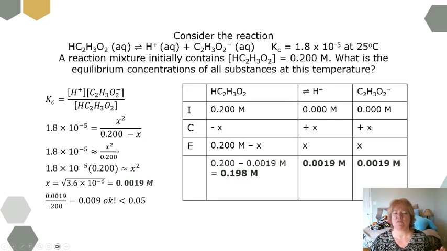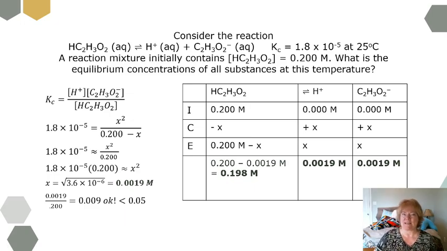So now this reduces to X squared over 0.2. I multiply both sides by 0.2, and that gets me what X squared is, and I take the square root of the equilibrium constant times 0.2, and I get 0.0019. So this is what X is if this approximation is true.